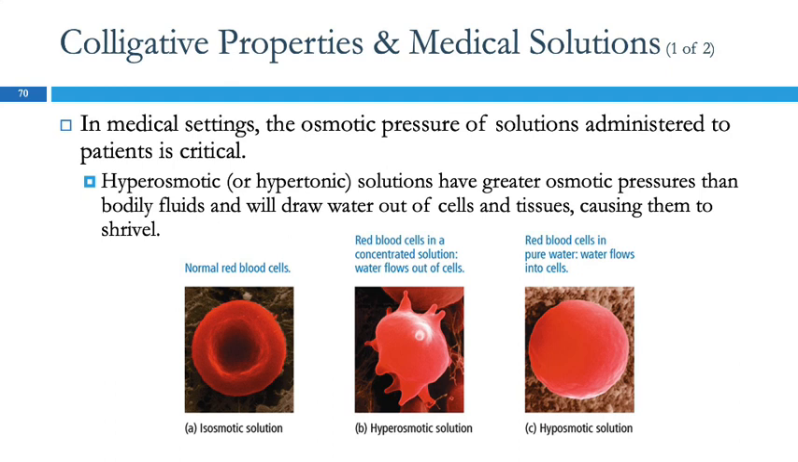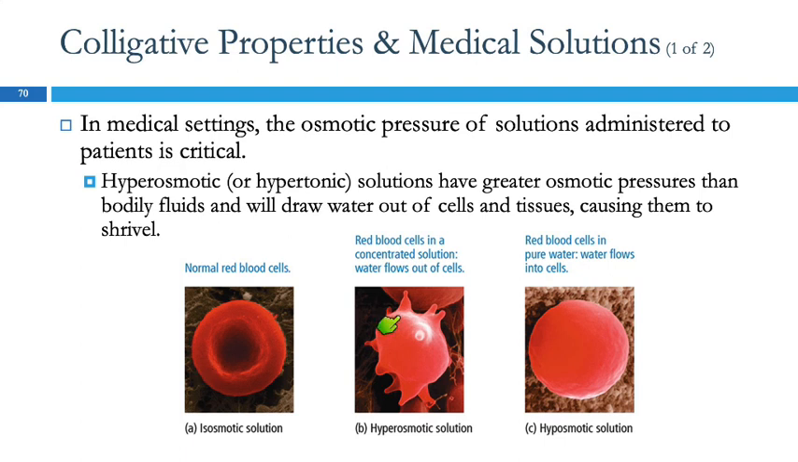So if this is a normal blood cell, it's kind of a little bit like a donut. It's nice and round. It's got this divot in the middle. If we have an isoosmotic solution, meaning it has the same osmotic pressure as the fluid in your body, for a cell like this, the solution inside and the blood plasma outside have the same osmotic pressure. So we don't have net movement of water one way or the other. So it has this nice shape.